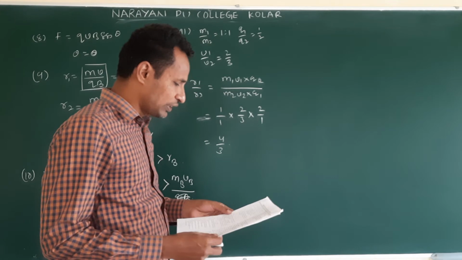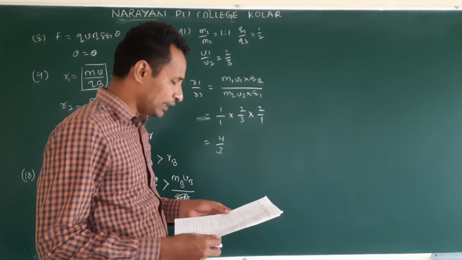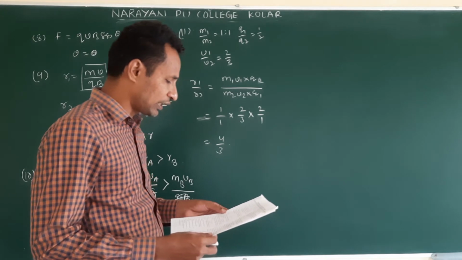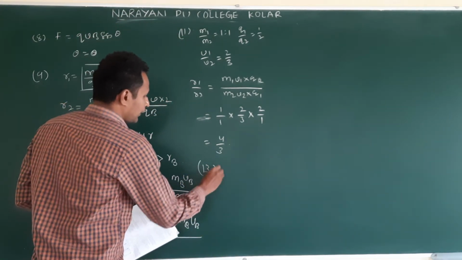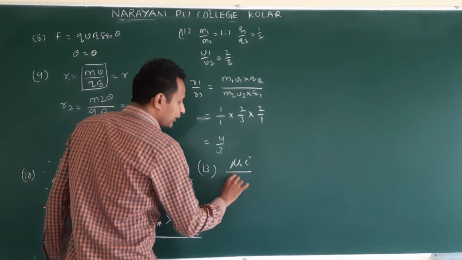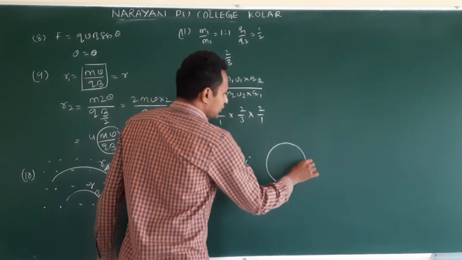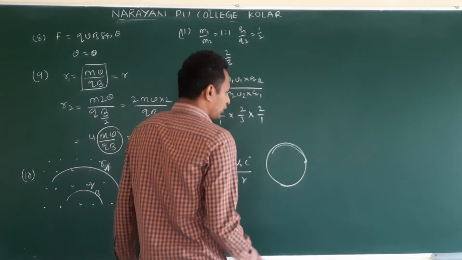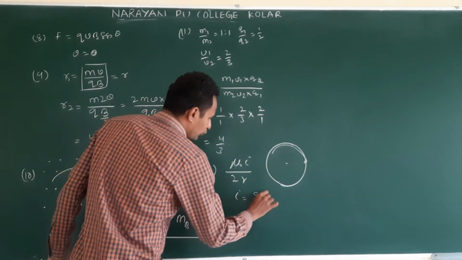Question 13. An electron moves in a circular orbit with a uniform speed v. It produces a magnetic field B at the center of the coil. The radius of the coil is proportional to what? The magnetic field due to a circular coil at the center is mu naught I by 2r. But here the charge is revolving. A moving charge produces current, so that current I is equal to Q by T.